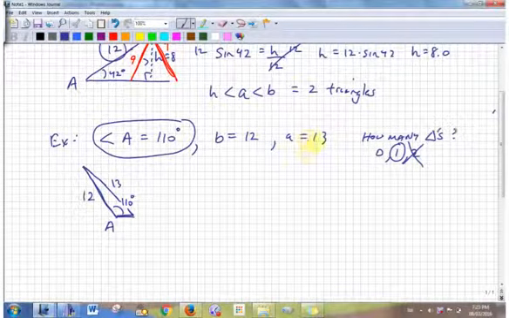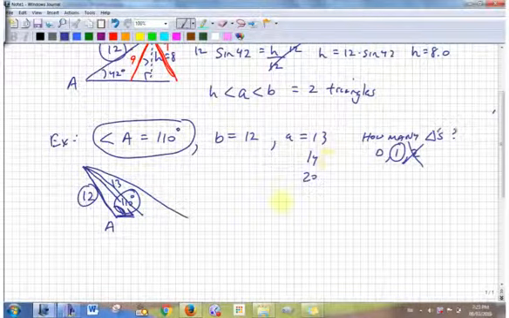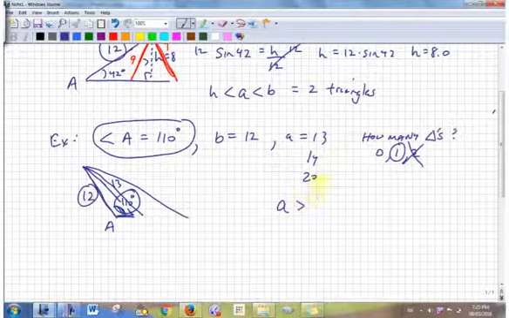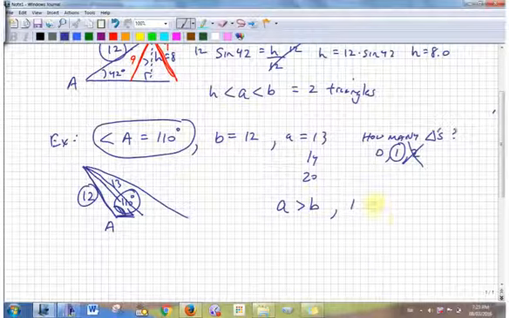And what if A was 14? Well, it would just be a bit longer. What if A was 20? It would just be a bit longer. Okay, I got the same angle. This is still 12. That's my only 2 given things. But in any case here, if A is greater than B, you're always going to have just one triangle.